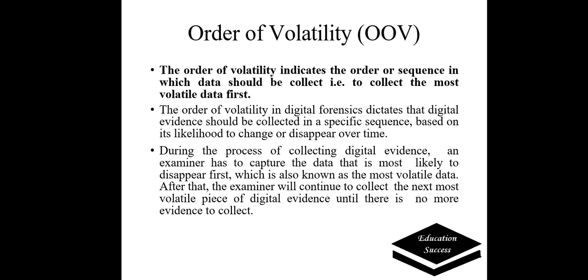Next point is order of volatility. The order of volatility, or OoV, indicates the order or sequence in which data should be collected. That is, to collect the most volatile data first. The order of volatility in digital forensics dictates that digital evidence should be collected in a specific sequence based on its likelihood to change or disappear over time.